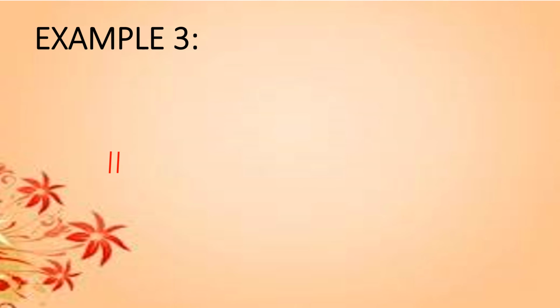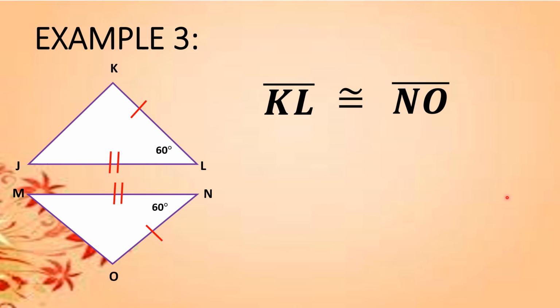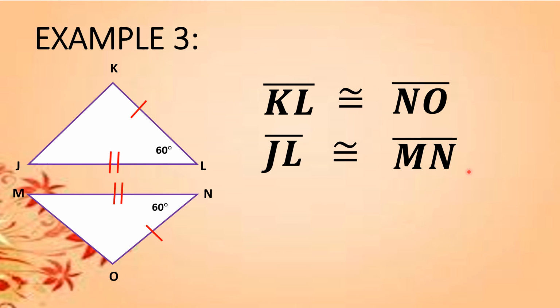So let's have example number 3. So we have these two triangles. You have triangle JKL, then the second triangle is MNO. So our included angles, dito siya sa triangle JKL, you have angle L, dito po yung ating included angle. And then for triangle MNO, dito po sa angle N. So as you can see, angle L is 60 degrees, and then the second one is also 60 degrees. So we can have now that side KL is congruent to side NO. So ito yung may tigisang tick marks. Then for side JL, which is congruent to side MN.